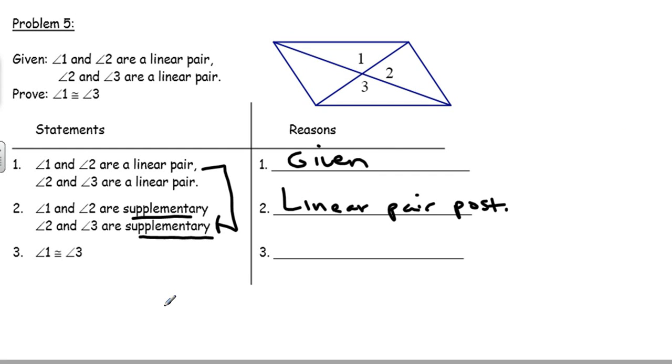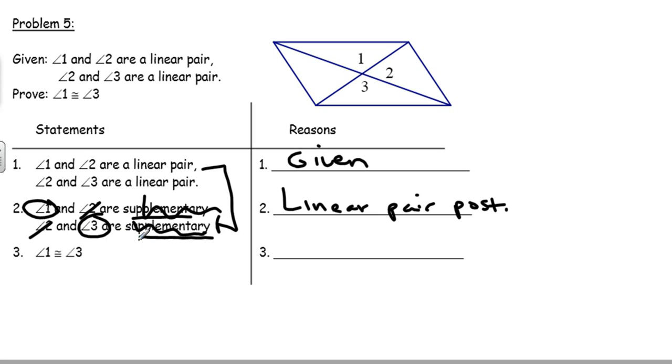All right, and then this next one, boy, does it change. It says angle 1 and 2 are supplementary, and angle 2 and 3 are supplementary, and angle 1 is congruent to angle 3. So it looks like, kind of in a roundabout way, that the 2's are gone, and we're left with 1 and 3, and the supplementaries are gone, and then there's a congruency symbol. There's a whole bunch of different things it looks like we're doing.